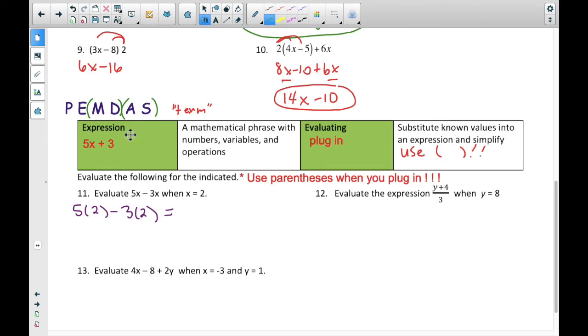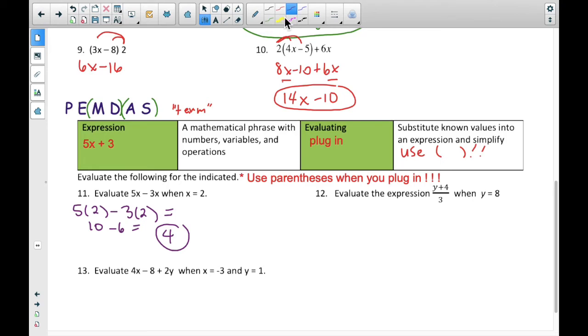Exponents, no exponents. Then multiplying or dividing. They're on the same level, multiplying and dividing. After that, we do adding and subtracting, again, on the same level. So I'm going to take 5 times 2, that's 10. And 3 times 2 is 6. I have a minus sign in between. My final answer is 4. Okay, that is how we evaluate.